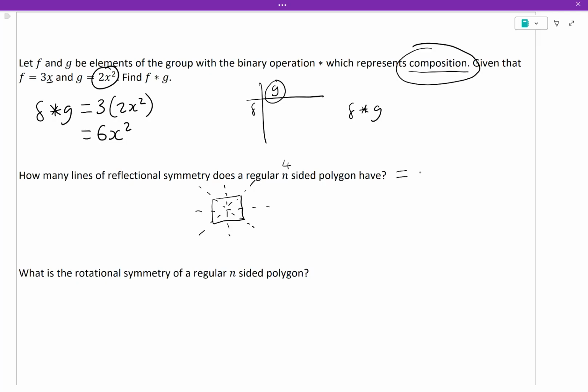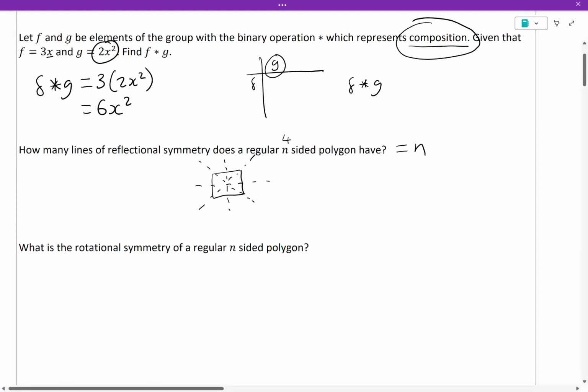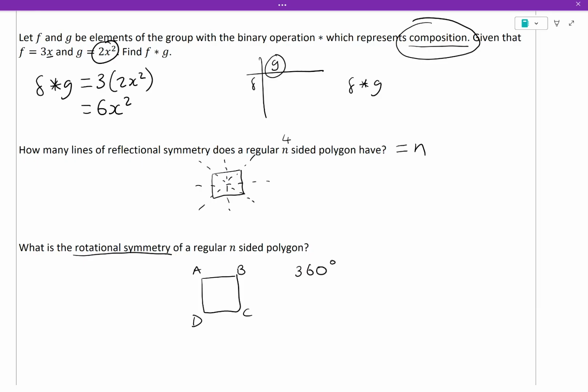So the answer is n. Nice and easy to remember. If it's a regular shape, then it's just going to be equal to the number of sides. Now, the other thing we have to consider is rotational symmetry. So if we consider the square, I'm just going to label A, B, C, and D. Now, when we talk about rotational symmetry, we're essentially asking, if I was to rotate this shape 360 degrees, how many times during this rotation will the shape look exactly the same as it is drawn on my page right now? So if you were to rotate 90 degrees, the shape would look exactly how it started.